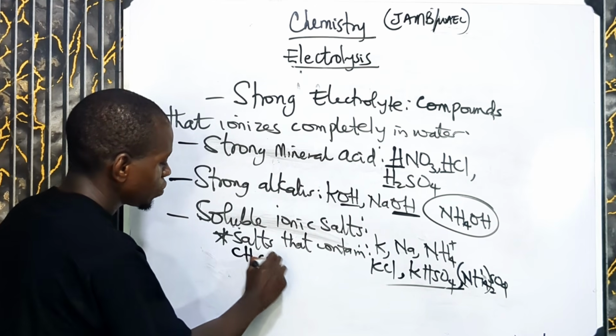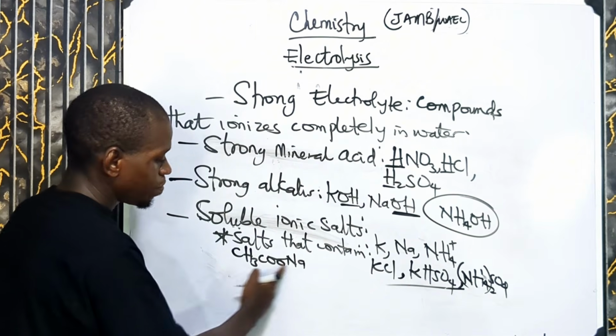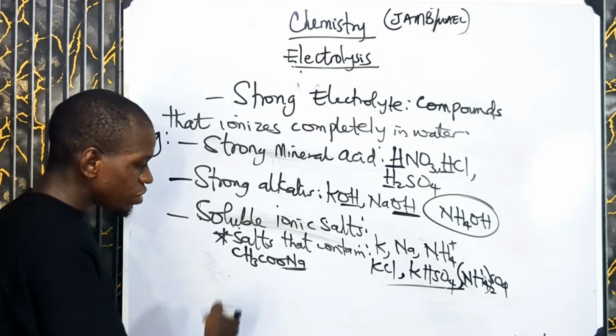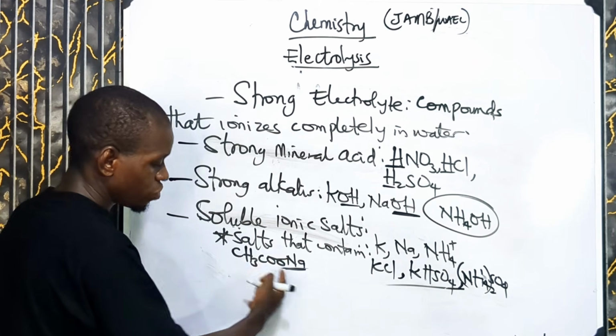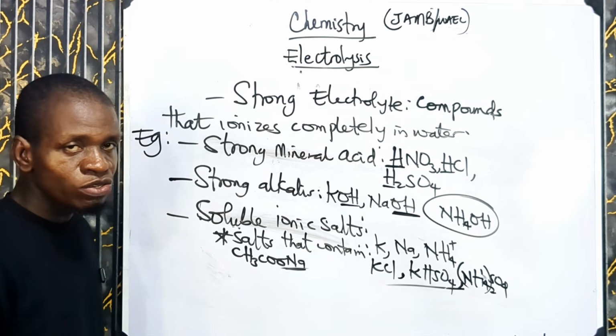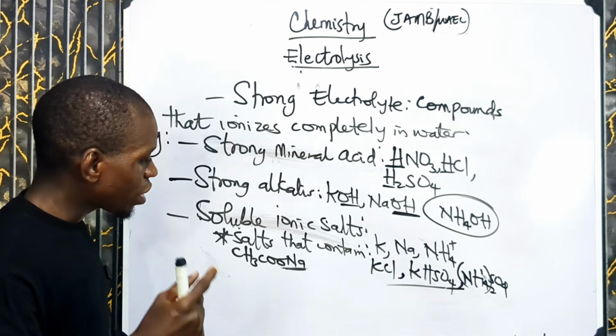Assume you have something like CH3COONa. You see that this compound contains sodium, so it's still under the soluble ionic salts. So automatically you will just say that this compound is an example of an electrolyte. Take note of that. So how do I know an electrolyte?